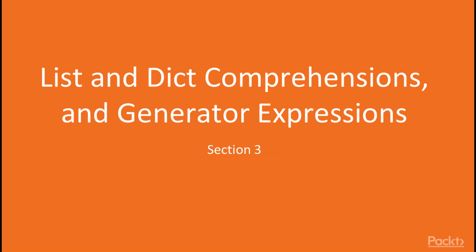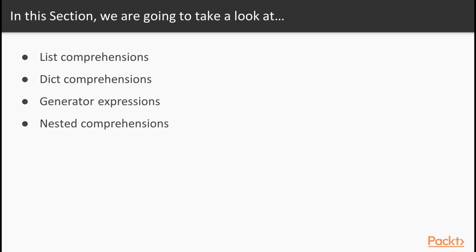Hi, and welcome back to this section on list and dict comprehensions and generator expressions. What are we going to learn in this section? We're going to start by taking a look at list comprehensions, which are an alternative to the for statement in the form of a single expression. Then we're going to take a look at dict comprehensions, which, as the name suggests, are like list comprehensions, but using dicts, so they're an expression to create a dict in a single expression.